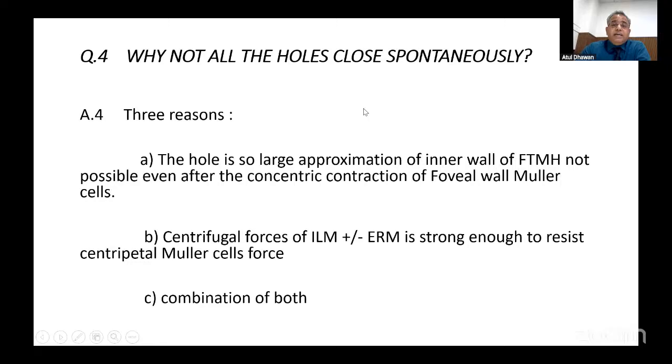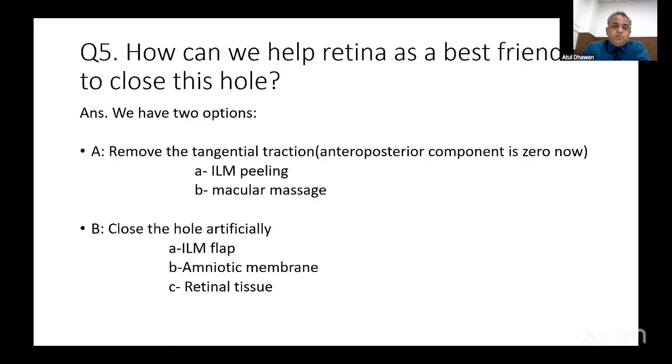Now the question arises, why do not all the holes close spontaneously? There are 3 reasons. First, the hole is so large that the approximation of the inner cells of FTMH is not possible. The other one is the centrifugal force: ILM and ERM forces which are pulling away from the center of the retina are more than the centripetal force. The third one is a combination of both. So how can we help the retina as a best friend? Remove the tangential traction and close the hole artificially. I am doing only the ILM peeling, macular massage and ILM flap, not the amniotic membrane and retinal tissue transplant.